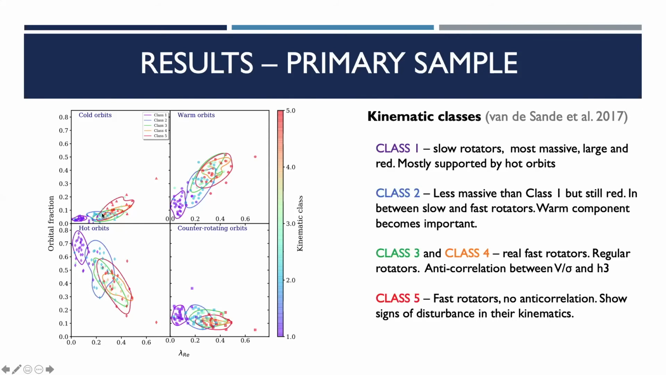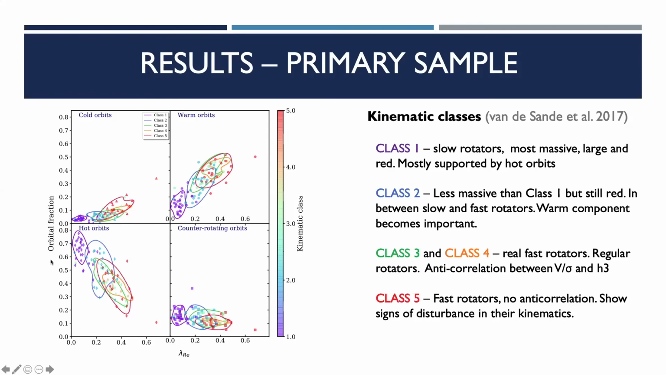They have complex dynamical structure and they're slow rotators. As you can see here, they're mostly supported by hot orbits. The contours indicate the 68%, so 1 sigma of the distribution, for the galaxies in that class.